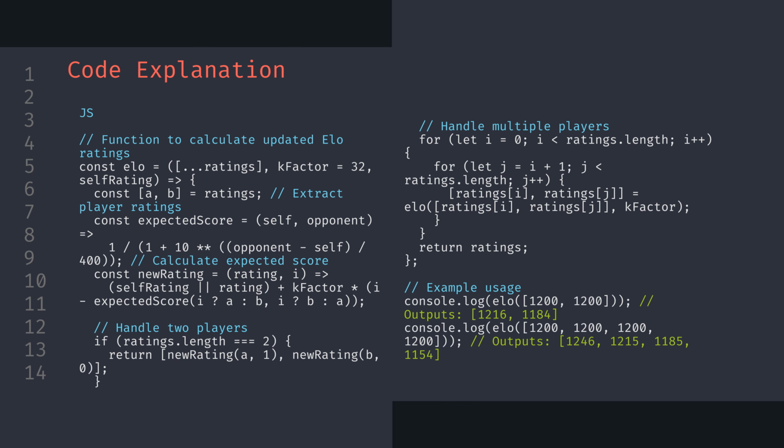The ELO function calculates ratings for two players, or iteratively updates ratings for multiple players. Key computations include the expected score formula and updating ratings based on match results and the K-factor parameter.